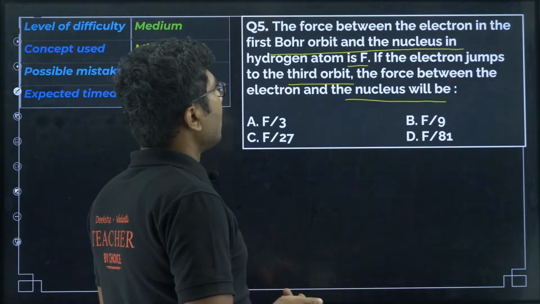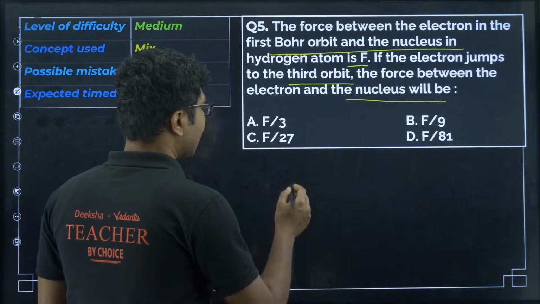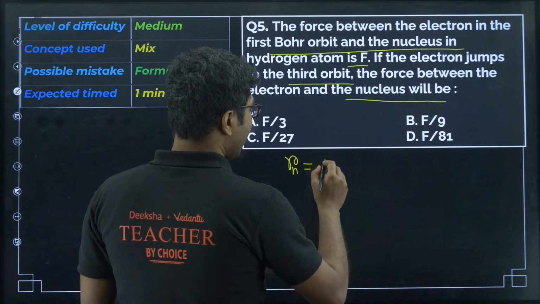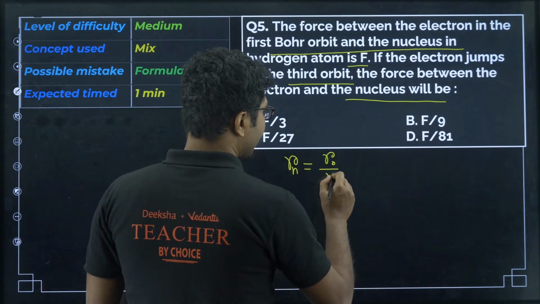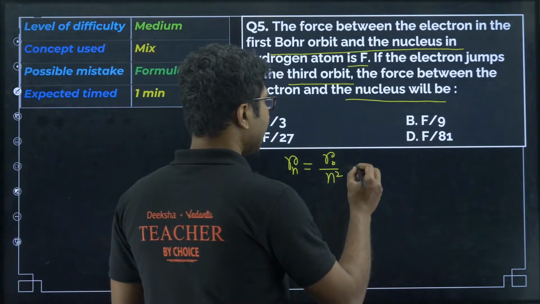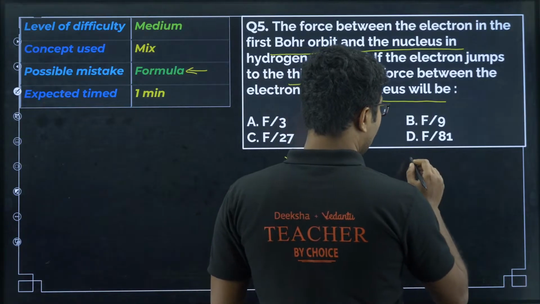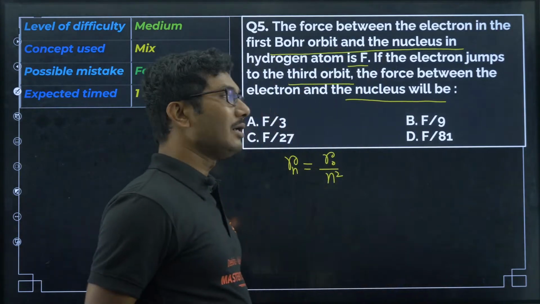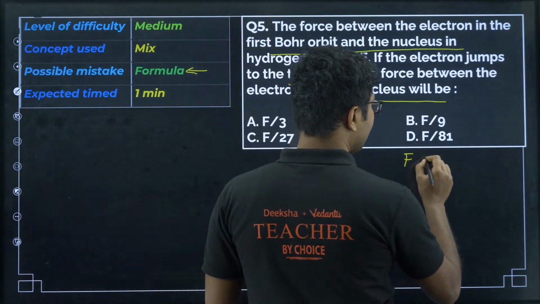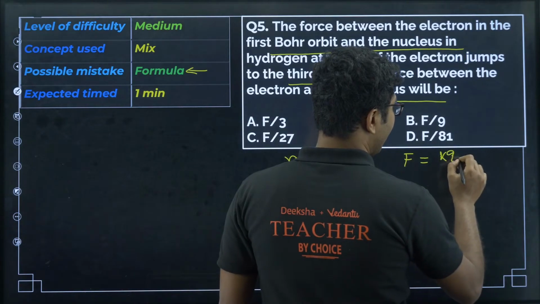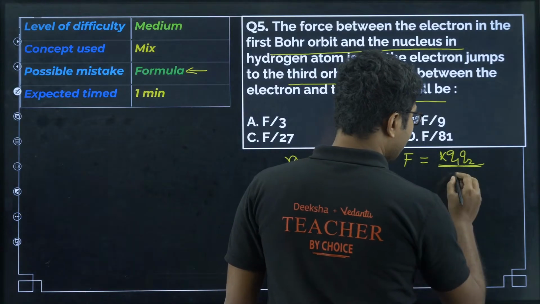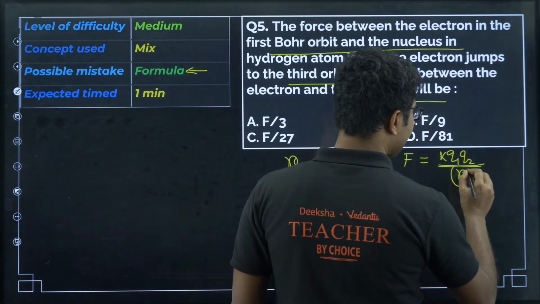Don't worry. Okay, now what is the Bohr radius? What is the relation? Rn equals R0 divided by n square, right? This is the Bohr radius that you have to remember. Now, initially the force between the nucleus and the electron in the first Bohr radius is given by F. So F is basically equal to K Q1 Q2. We do not know the charge of the nucleus or the charge of the electron, so we are not interested in that. The only thing we are interested in is this factor.